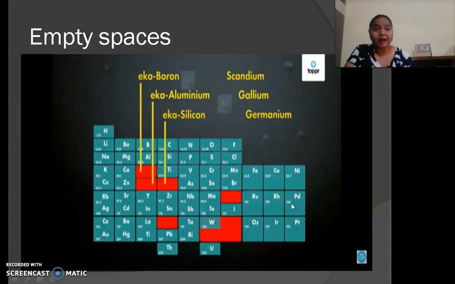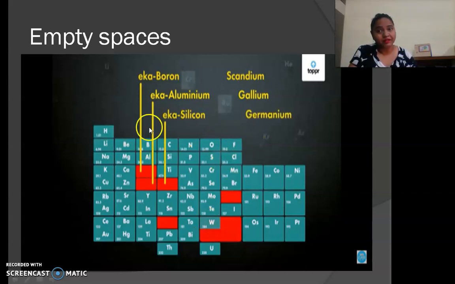Next, Mendeleev was a total genius. He had left empty spaces in the periodic table. Can you guess why? These empty spaces were left for elements that were yet to be discovered. Yes, he left space for future elements. Not just leaving space, he also predicted a few properties of those elements.